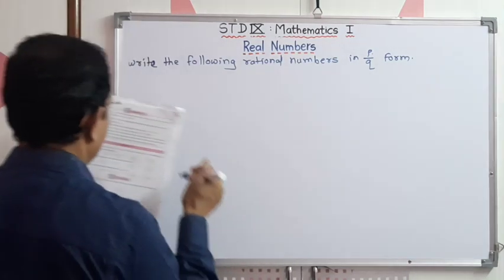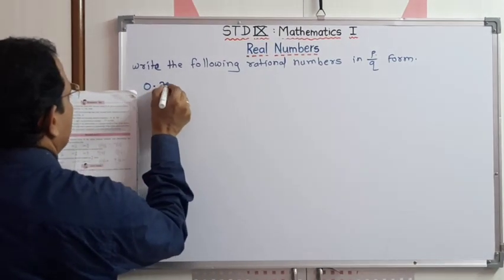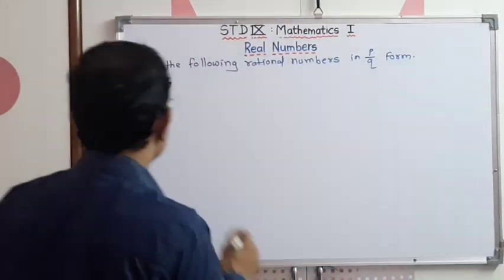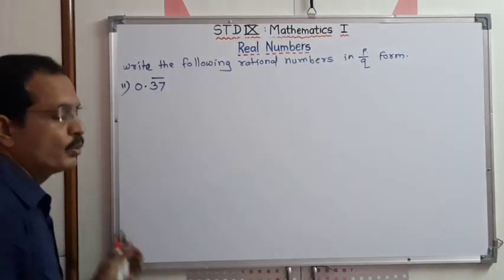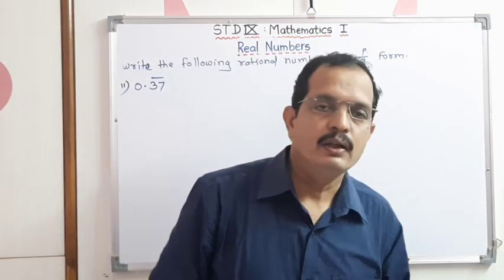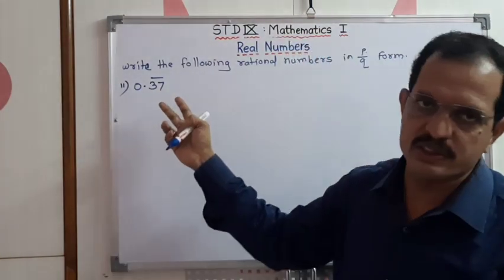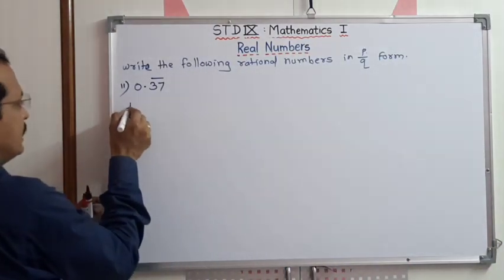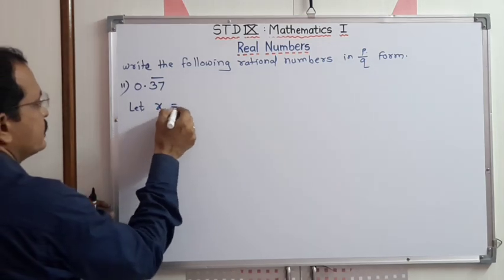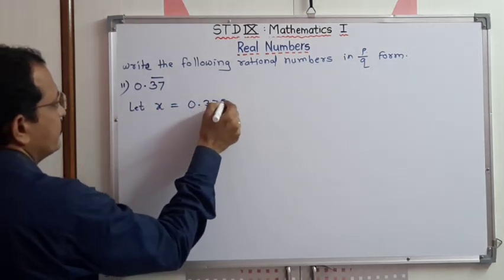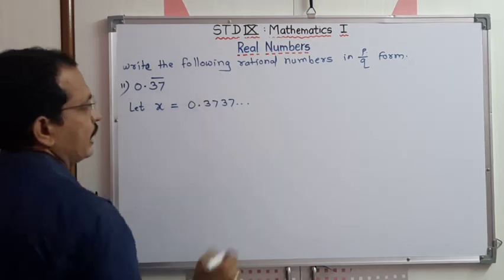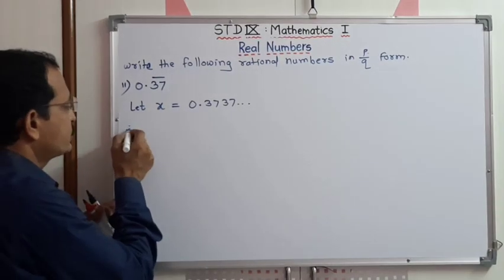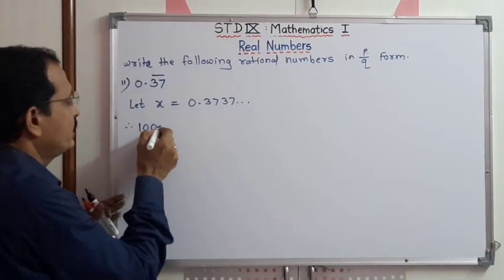It is 0.37 bar. Now observe this. In this case, 0.37 recurring is of how many digits? Yes, it is 2 digits. Therefore the first step is let x be equal to 0.3737 like this. Now recurring is of 2 digits, therefore dear students, we have to multiply it with 100.